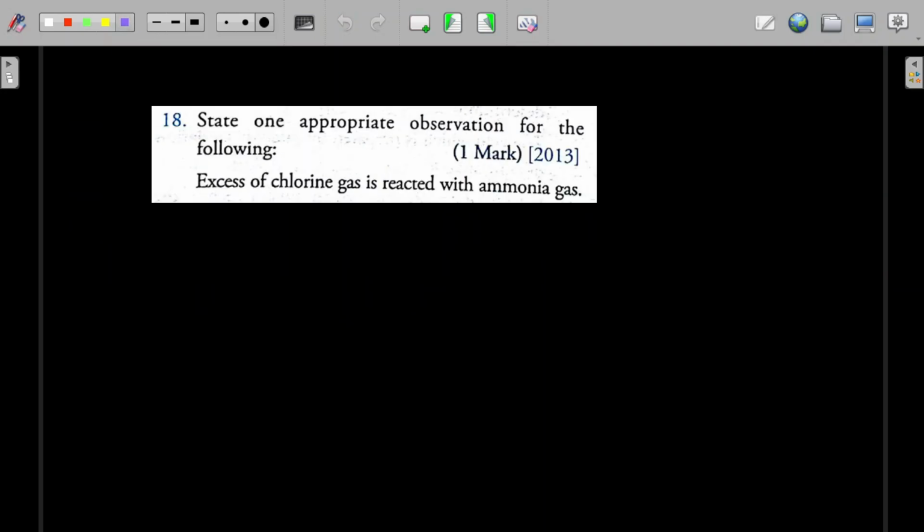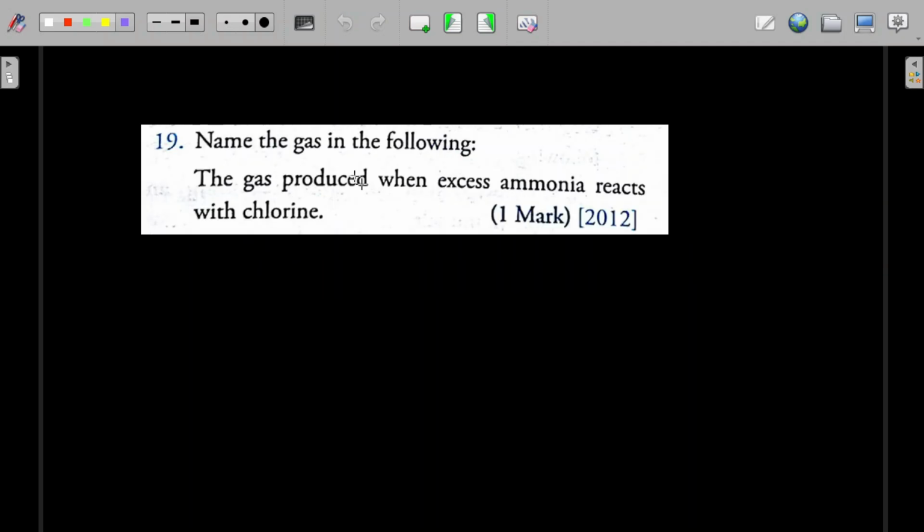One appropriate observation, excess of chlorine. So I told you NCl3 will form. You write yellow explosive liquid is formed. When excess of chlorine is there, both your products will contain Cl in them. These are the products. Name the gas produced when excess ammonia reacts with chlorine. When excess ammonia is there, both your products will contain nitrogen. One is nitrogen gas, another one is ammonium chloride. So what gas is released here? Nitrogen.